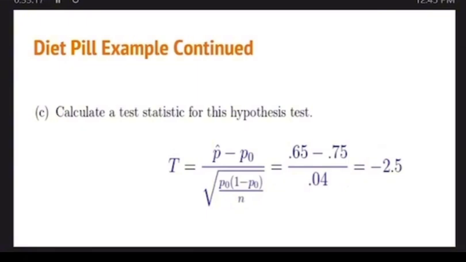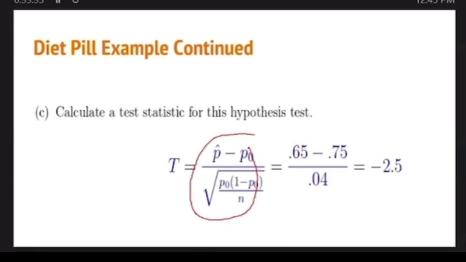Then the P0 is actually the hypothesized value. And don't make a mistake. Please be focused. Whatever your P0 is, that is what you're going to plug into the denominator. In the past, I've seen some students plugging in this guy. That's going to be wrong.